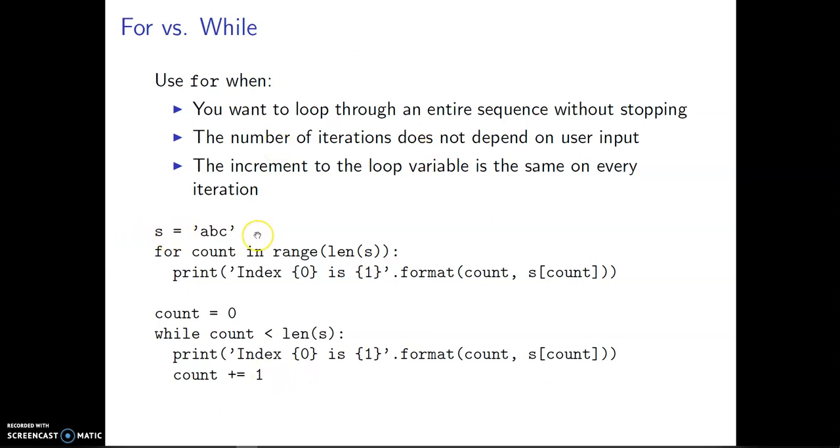Okay, so all of these are good uses of a for. Here we're saying s is a string. We count through the range of s. So we're going through the elements of each list or each character in the string. I said that wrong.